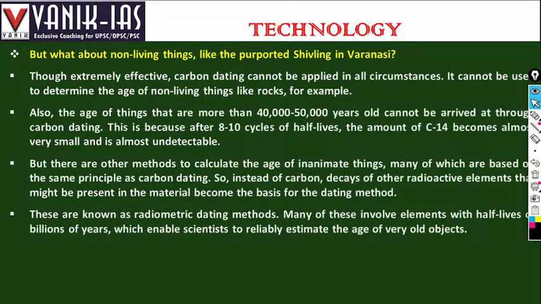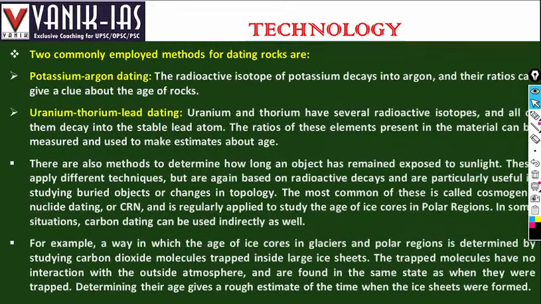Many of these involve elements with half-lives of billions of years, which enable scientists to reliably estimate the age of very old objects. Two commonly employed methods for dating rocks are potassium-argon dating: the radioactive isotope of potassium decays into argon, and their ratio can give a clue about the age of the rock. So the method is called potassium-argon dating. Then uranium-thorium-lead dating. Uranium and thorium have several radioactive isotopes, and all of them decay into stable lead atoms.